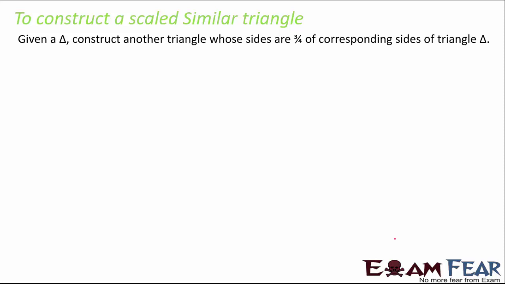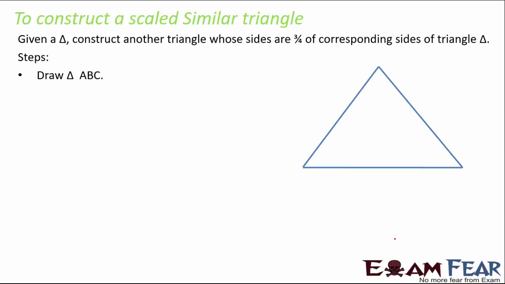So let us quickly do a recap of the steps to construct a scaled similar triangle. So given a triangle, construct another triangle whose sides are 3/4 of the corresponding sides of triangle. So let's say you are given a triangle. Now you will have to construct another triangle where the sides are 3/4 of the given triangle. So what are the steps that we normally follow? First, we draw a triangle ABC.